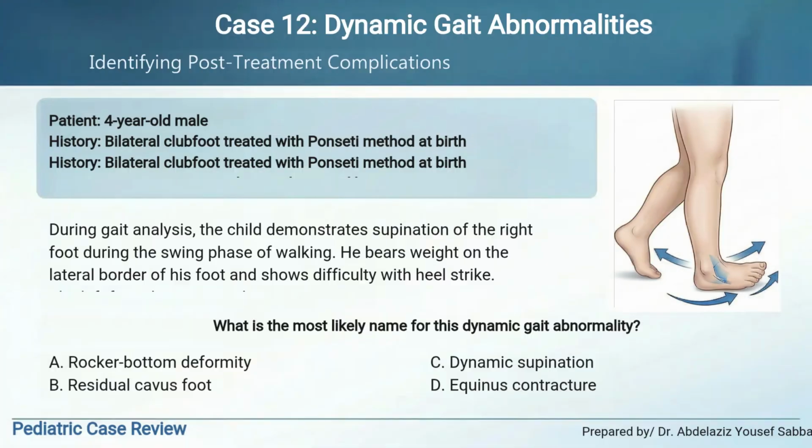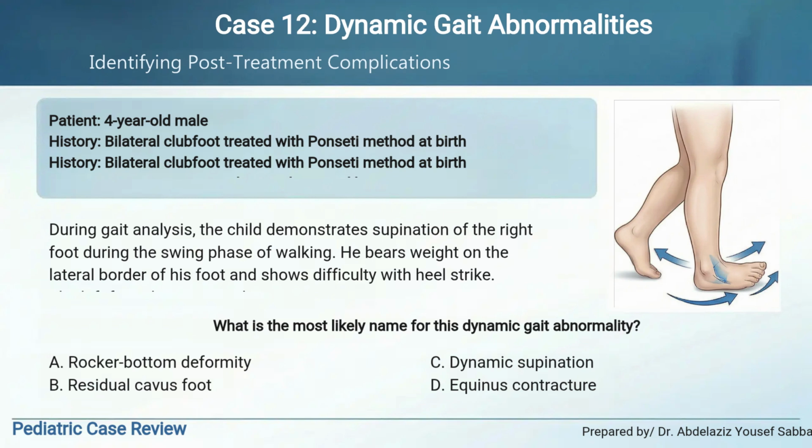Case 12. A 4-year-old male with a history of bilateral clubfoot treated with the Ponseti method at birth presents because parents have noticed a new gait abnormality. During gait analysis, the child demonstrates supination of the right foot during the swing phase of walking. He bears weight on the lateral border of his foot and shows difficulty with heel strike. The left foot shows a normal gait pattern. What is the most likely name for this dynamic gait abnormality?